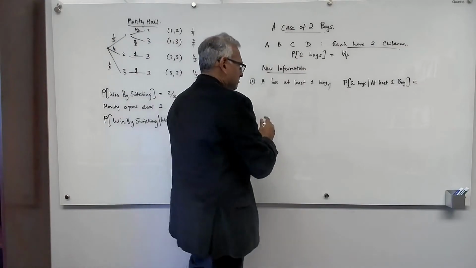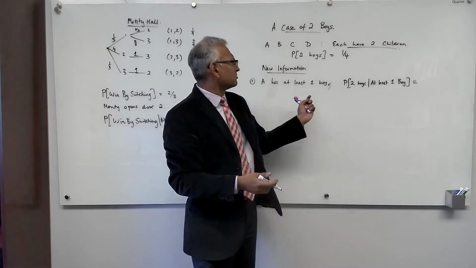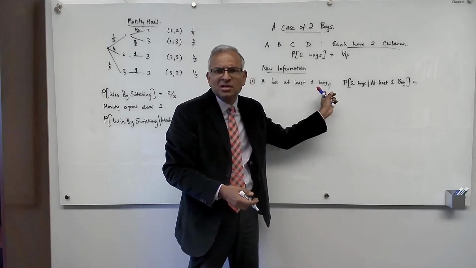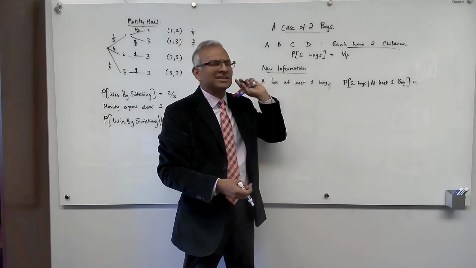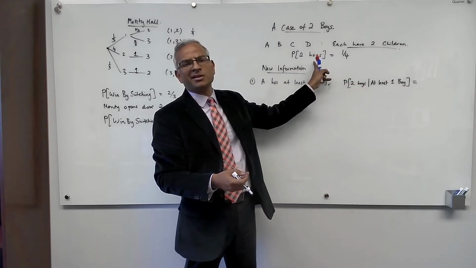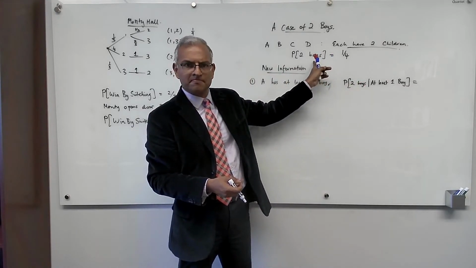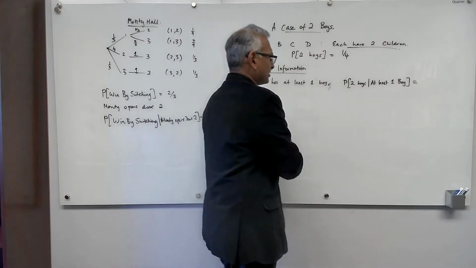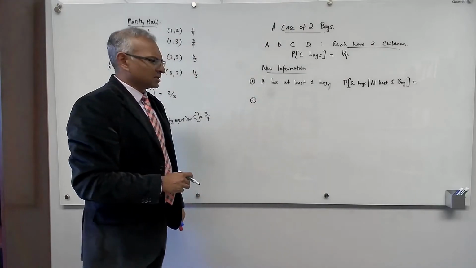Now, you might think, well, what's changed? What's changed is that you have this new information that A has at least one boy. And now you're asking, what are the chances of 2 boys? Before, you didn't know anything else, and you were asking, what are the chances of 2 boys? Okay, so let's see if I can give you the intuition here.